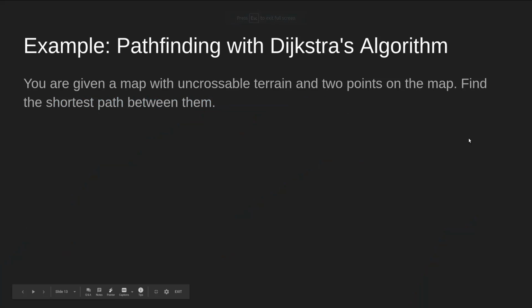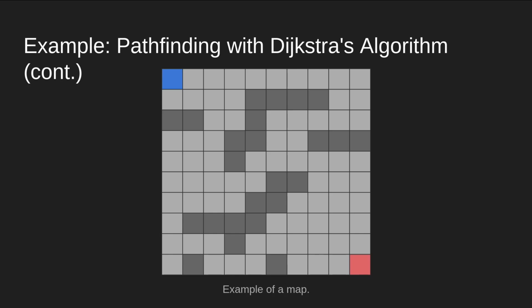Now, the second problem is pathfinding with Dijkstra's algorithm. You're given a map with some uncrossable terrain, and you're given 2 points on the map, 2 coordinates, and you want to find the shortest path between these 2 coordinates. Here's a map, and you can see the dark gray squares are terrain, and our blue value is our starting point, and our red value is our endpoint. We want to find the shortest path through here that avoids this terrain, and we want to do it algorithmically, obviously.